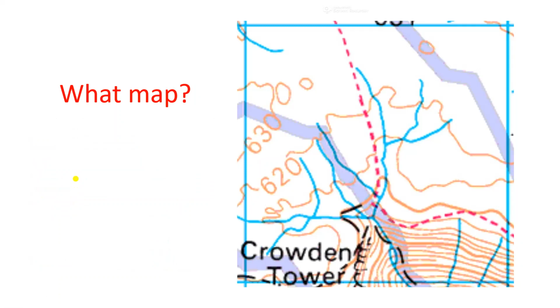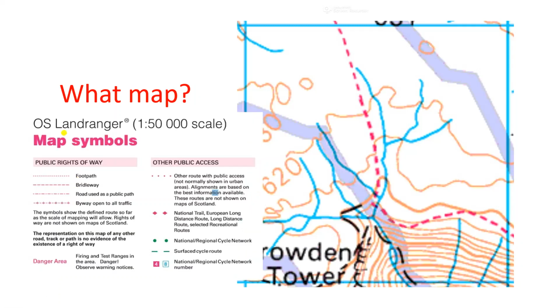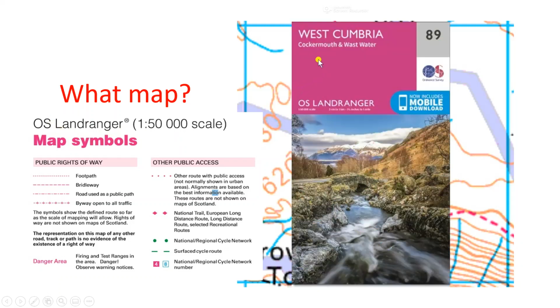What is the name of the map? Well, it's shown here. It's called the Landranger. So the Ordnance Survey Landranger, recognisable by its pinky purple colour. So very similar colour to the public rights of way that are shown on it.